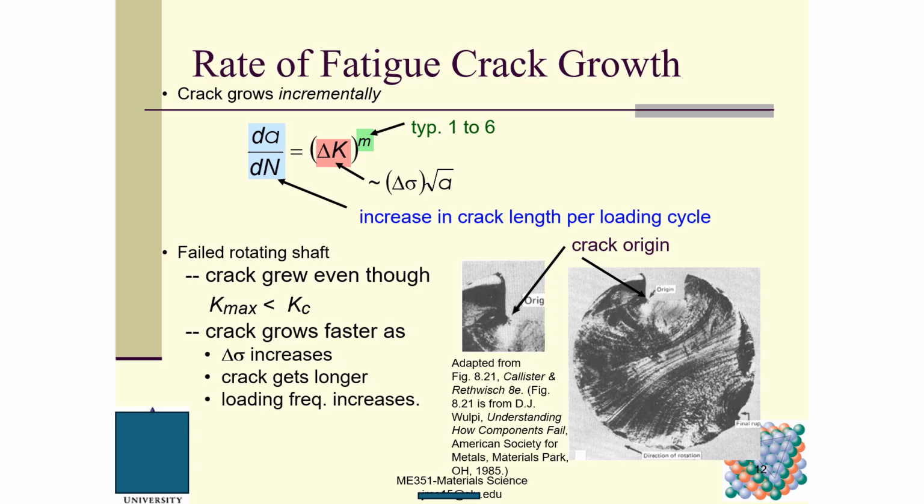Here is the failed rotating shaft. Here is the rotating crack. The crack grew even though K maximum is much less than Kc. As I said, this is fatigue, right? And the crack grows faster as delta sigma increases. As delta sigma increases, delta K will increase. The crack gets longer. If the crack is longer, the loading frequency increases. So this is understandable. Any questions regarding this slide?